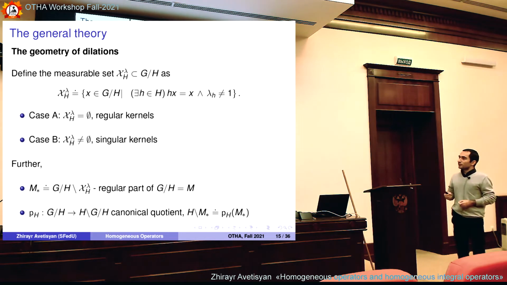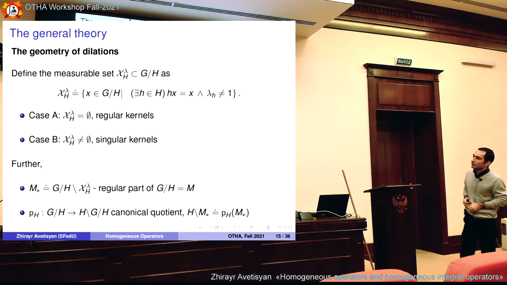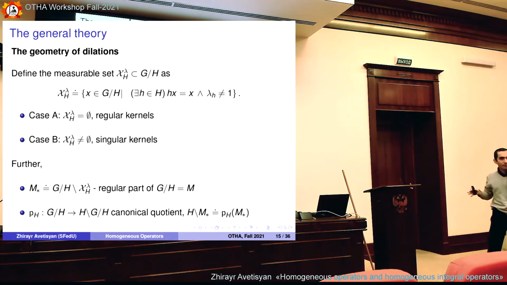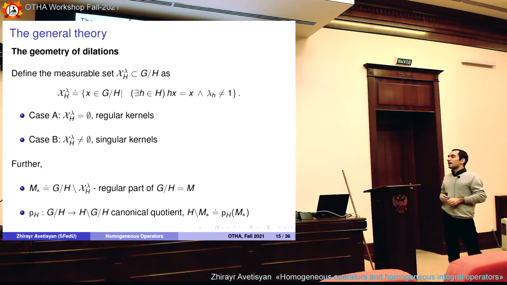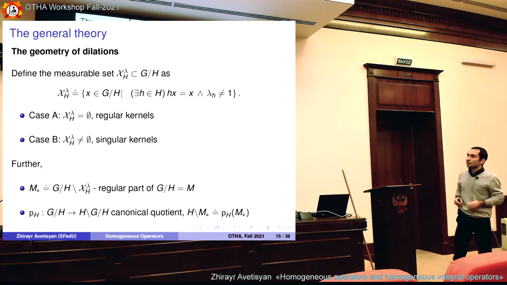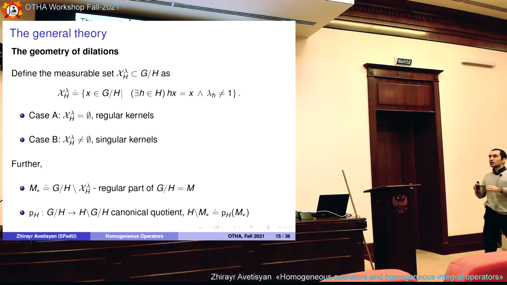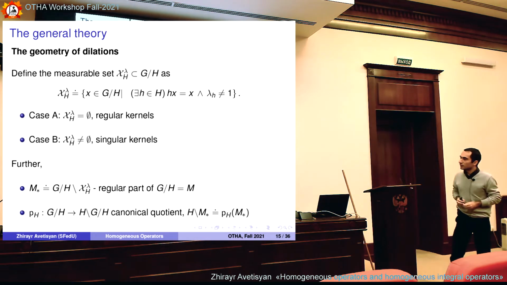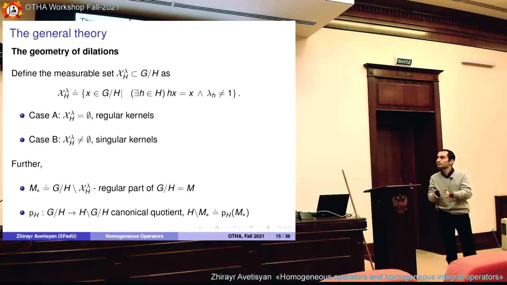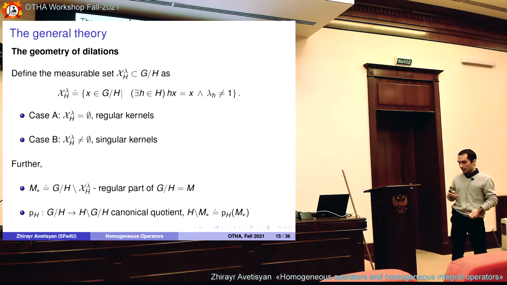So further, if you allow me to introduce some notation, I denote by M star the rest of your space, so everything but this bad set curly X. And if I denote by p_H the canonical quotient from the coset space to the double coset space, then H backslash M star is simply the image of the good, the regular part of your space under this quotient map.